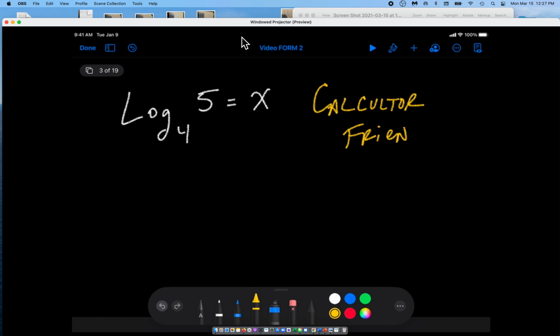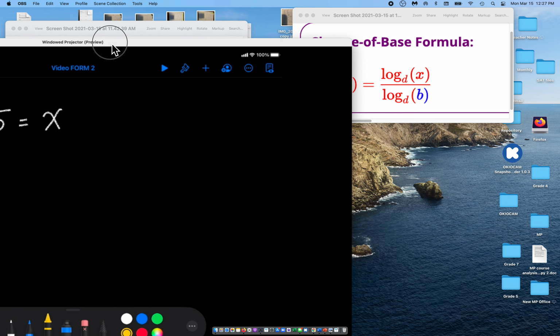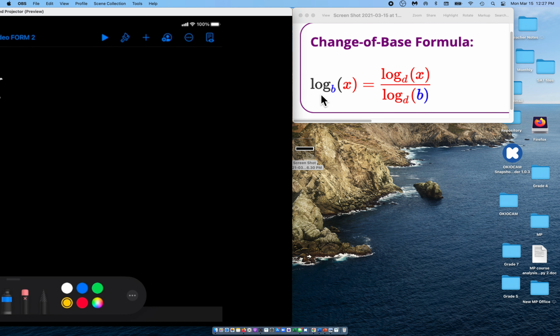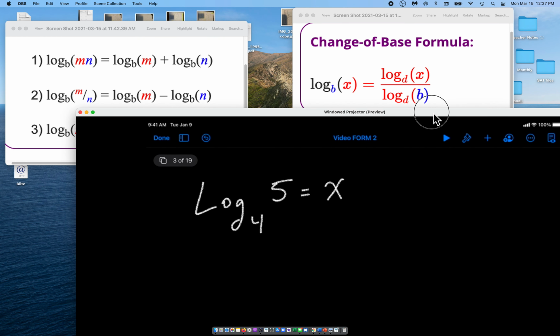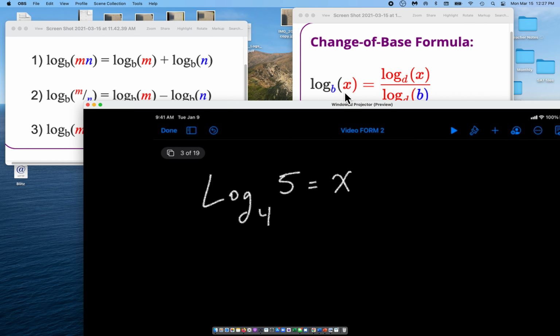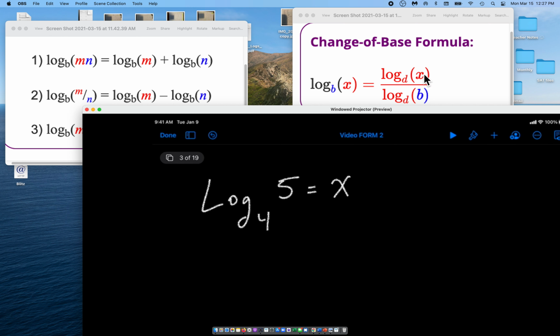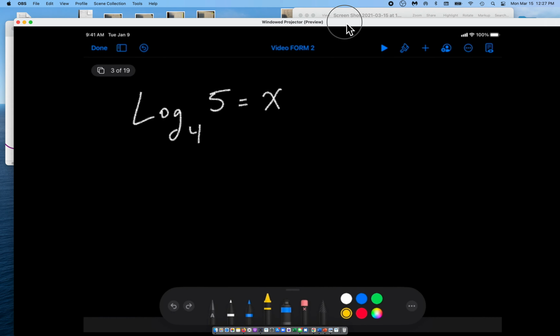Okay, so how do we do that? Well, we utilize this rule right here. Here it is, the change of base formula. So here's your original log, in our case, b, the base is 4, and the argument is 5. And then you just put the log of x on top and the log of the base below. Now notice, the new base is d. You can pick anything you want. So let me show you how that's done.